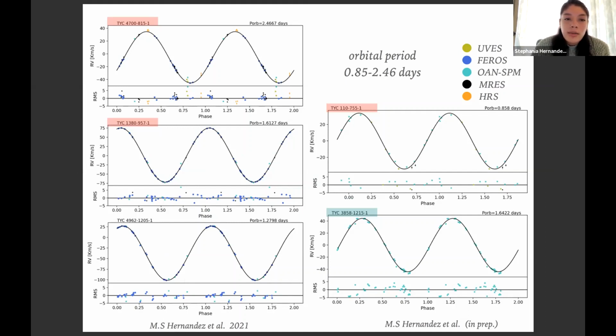And the binary we show here in blue is actually a triple system with a non-interactive component. It is 330 astronomical units far away from the inner binary.